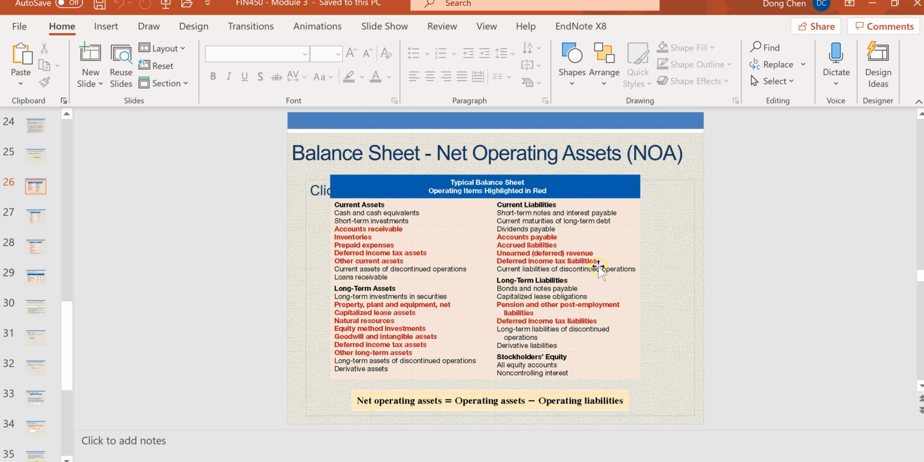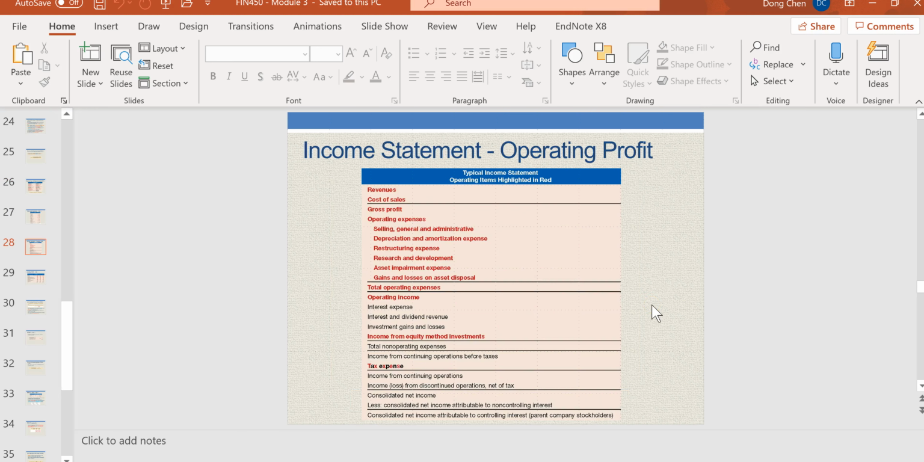So this is for the balance sheet, and for the income statement, we'll also have the difference between the operating part and the non-operating part. The operating income is in most cases equal to the EBIT. That's the operating part, and the non-operating part in our case is only the interest expense, because there's no dividend revenue, investment gains and losses, and other parts. So this is only the non-operating expense.